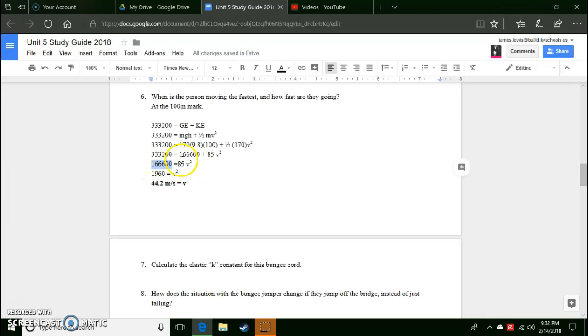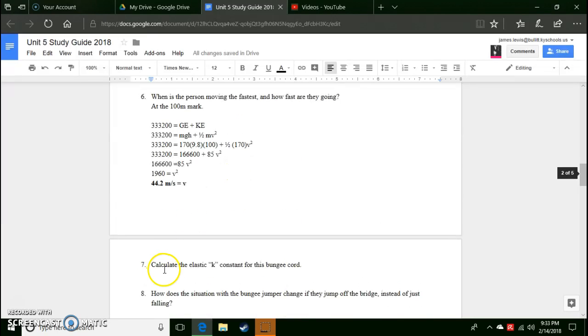So this actually divides out to be 1960, which then when you take the square root gives you a final answer for number 6 of 44.2. So just to clear up that little bit, I believe that once I get this uploaded to you all, it will have the correct answer. So just in case you get confused, that's what happened.